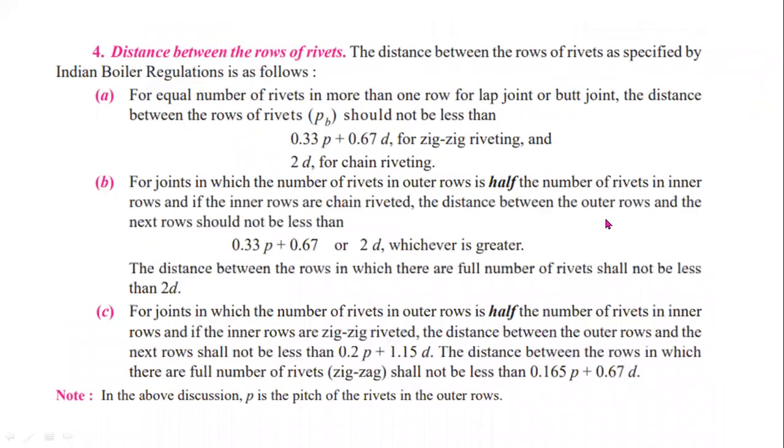Now these are the formulas for determining the rope pitch. The distance between two successive rows of rivets is called rope pitch or back pitch. For determining the rope pitch or back pitch of the rivets, you have to use these formulas.